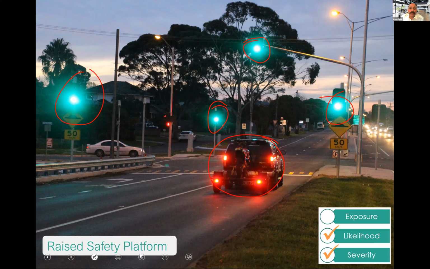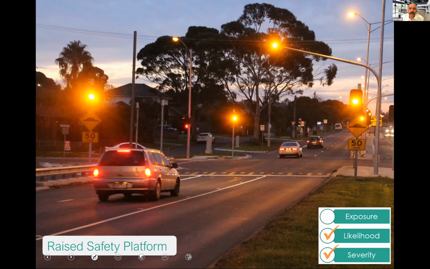Another advantage from one of the evaluations was around the dilemma zone and the tightening of the dilemma zone. So the dilemma zone, for those who don't know that term, is the point in time and space when a vehicle approaching the intersection is in the dilemma of, do I put the foot down and go, or do I brake? I'm sure you've been in the dilemma zone. You find yourself there.